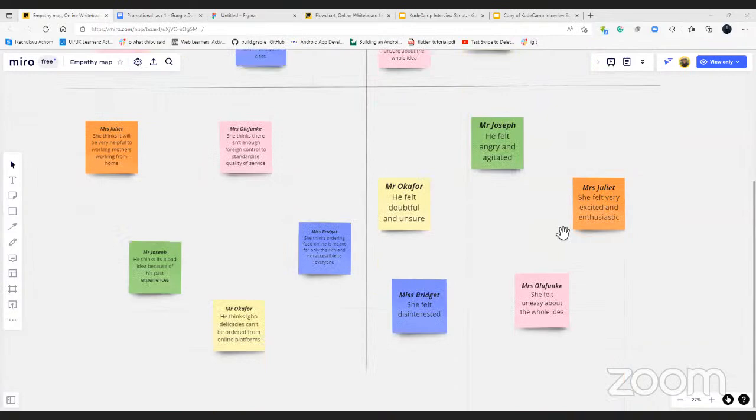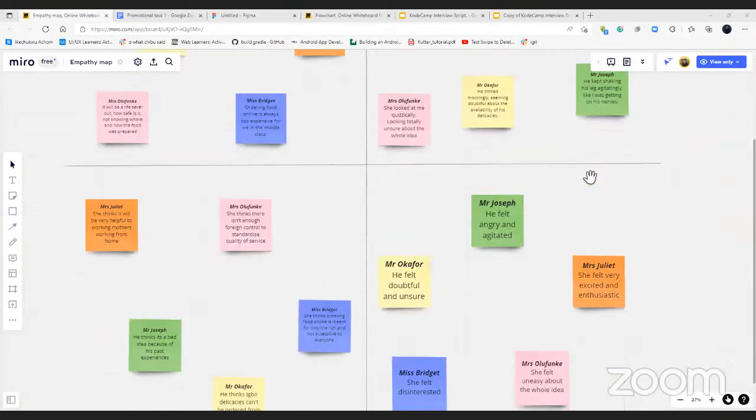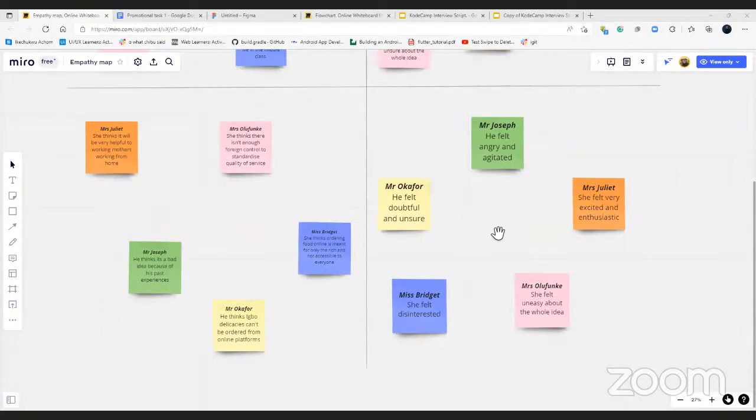You're getting on his nerves. You can see the synergy from what he said, what he did, what he felt, and down to what he was thinking. He thinks it's a bad idea because of his past. Look at the synergy. I'm not saying it must be in this format, but this is amazing. I love this for the synergy, and I love it for the arrangement.